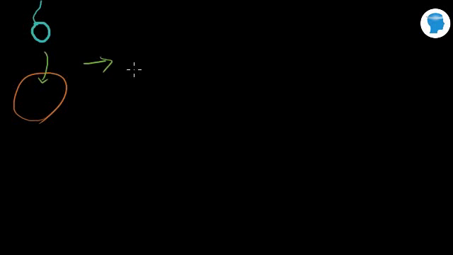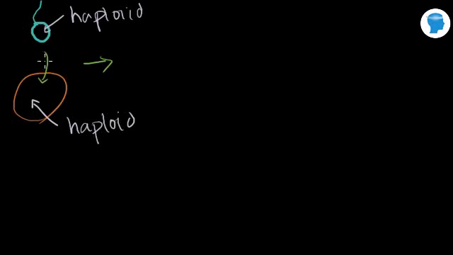So after it's fertilized, we remember from the meiosis videos that each of these were haploid, or that they had half the complement of the DNA, haploid. As soon as the sperm fertilizes this egg, now all of a sudden you have a diploid zygote.